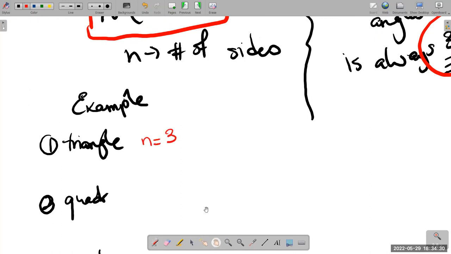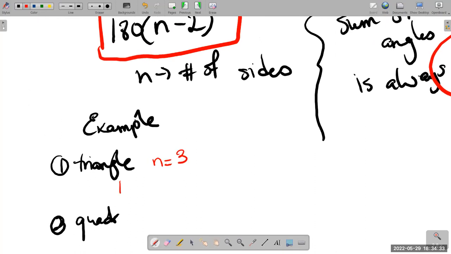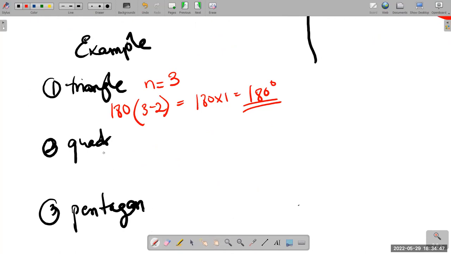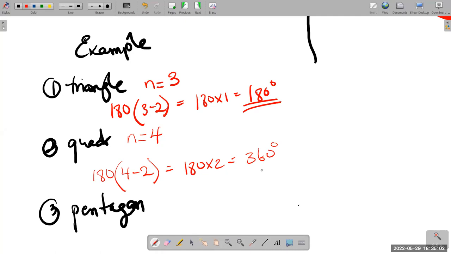So let's use the formula and see if we get the correct sum. That's 180 times (3 minus 2), which is the same thing as saying 180 times 1. Isn't that true? The sum of angles in a triangle is 180. So that is correct. For a quadrilateral, how many sides do we have? 4. So n is 4. Put in the formula: 180 times (4 minus 2), which is 180 times 2, which is equal to 360. So the sum of the angles in this quadrilateral is 360.